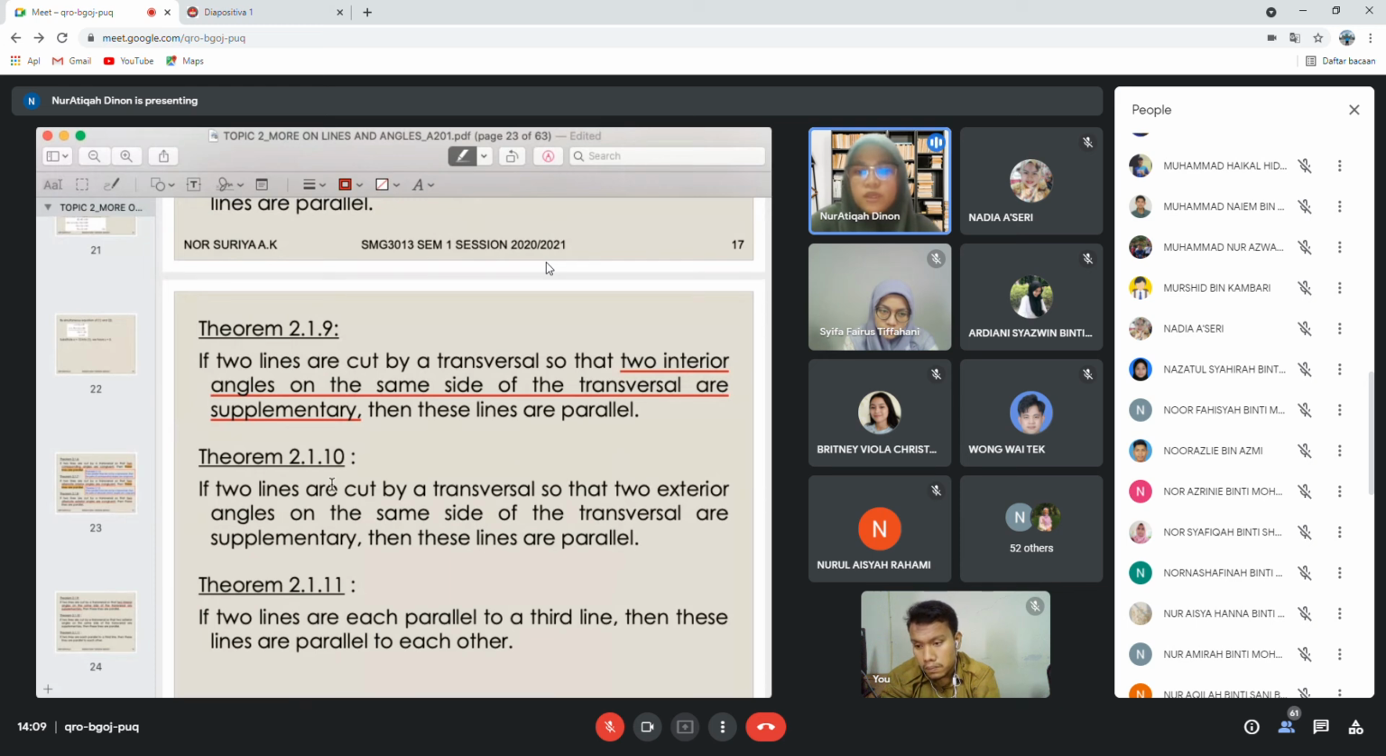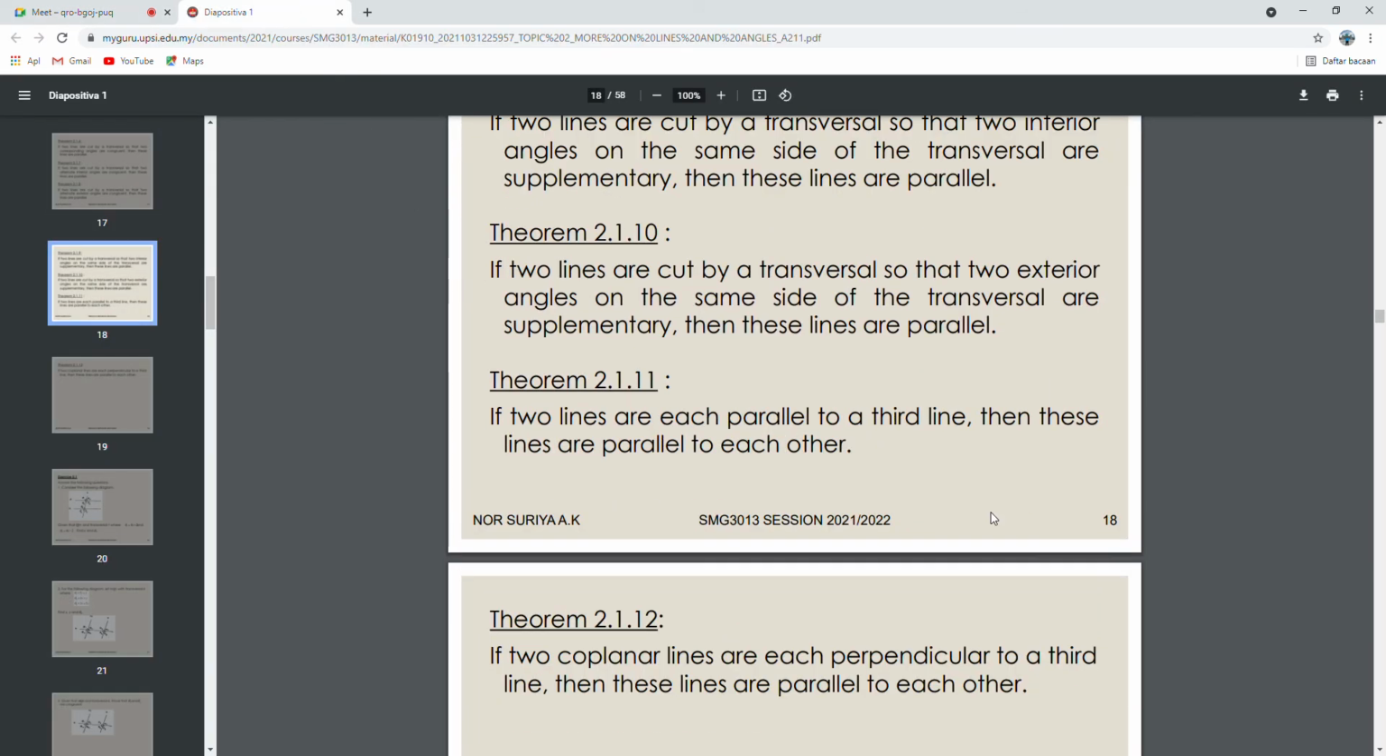If two lines are cut by a transversal so that two exterior angles on the same side of the transversal are supplementary, then these lines are parallel. Same ni pun you boleh compare dengan previous theorem.